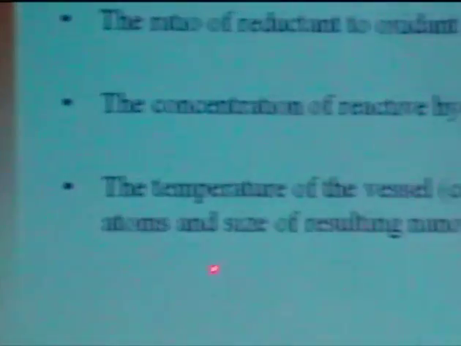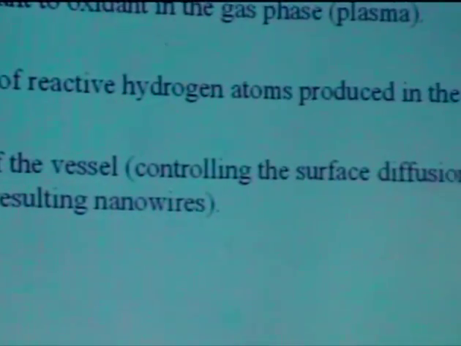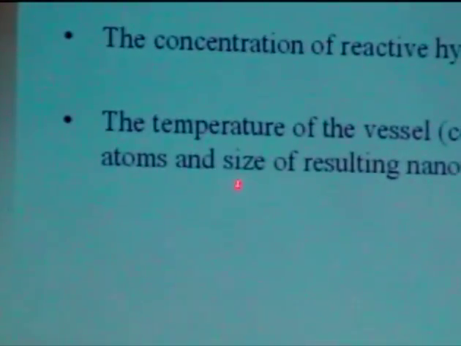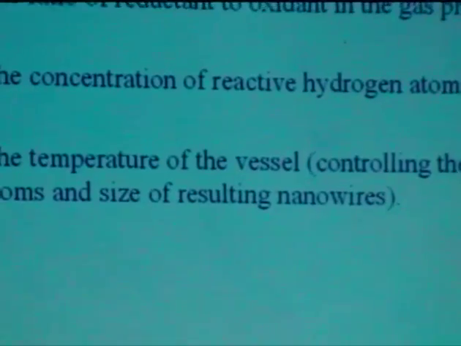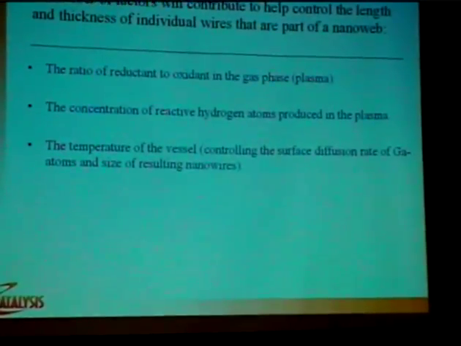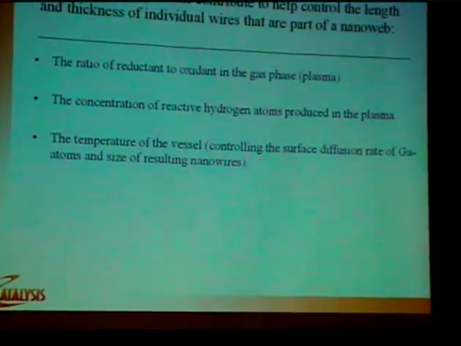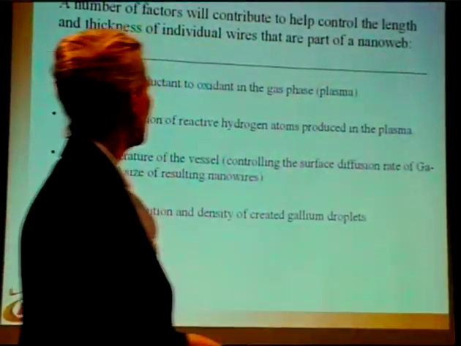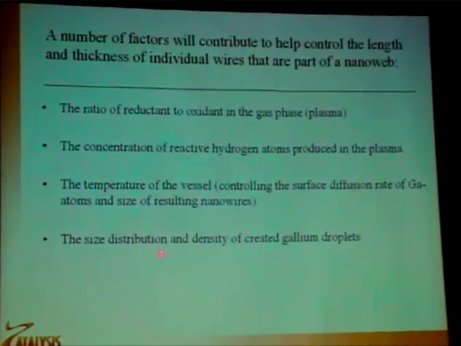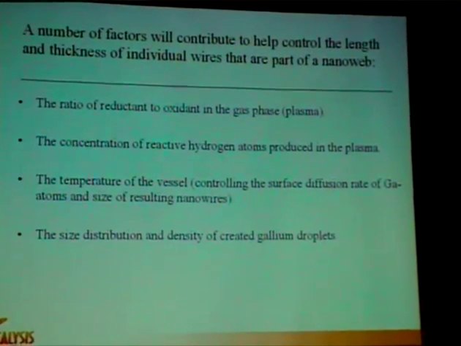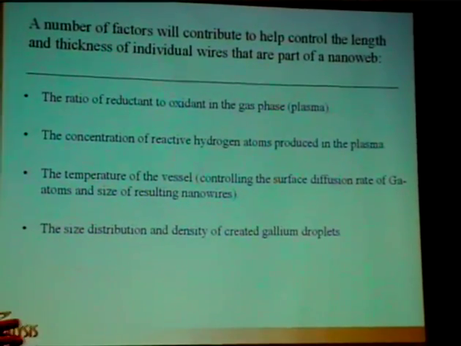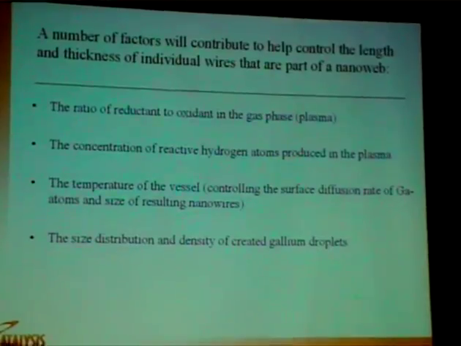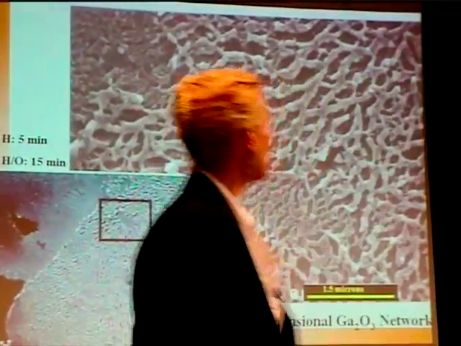The temperature, of course, is very, very critical. I didn't mention that, I forgot. The temperatures of these experiments were 550 degrees Celsius. And the controlling of the surface diffusion rate of the gallium atoms, obviously, is very strongly dependent on the temperature, and therefore also the resulting nanowires or nanotubes. And finally, the size distribution and the density of the created gallium droplets will depend on how we start the experiments, what types of precursors we use.